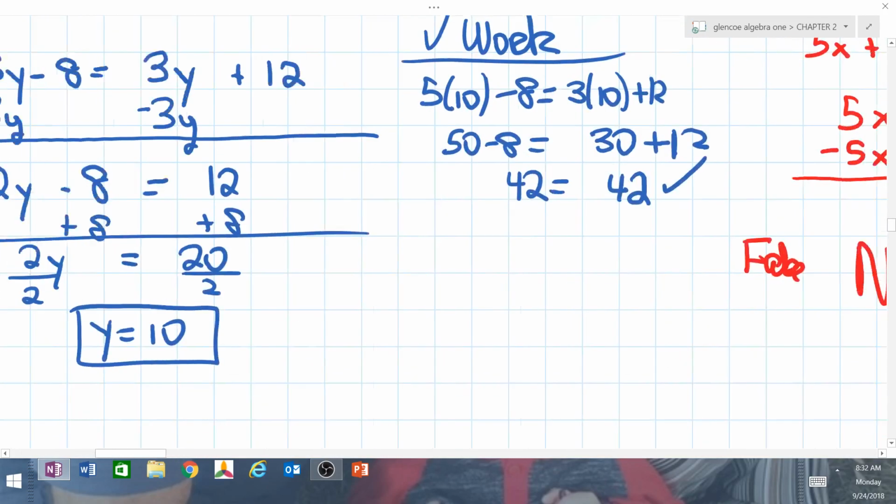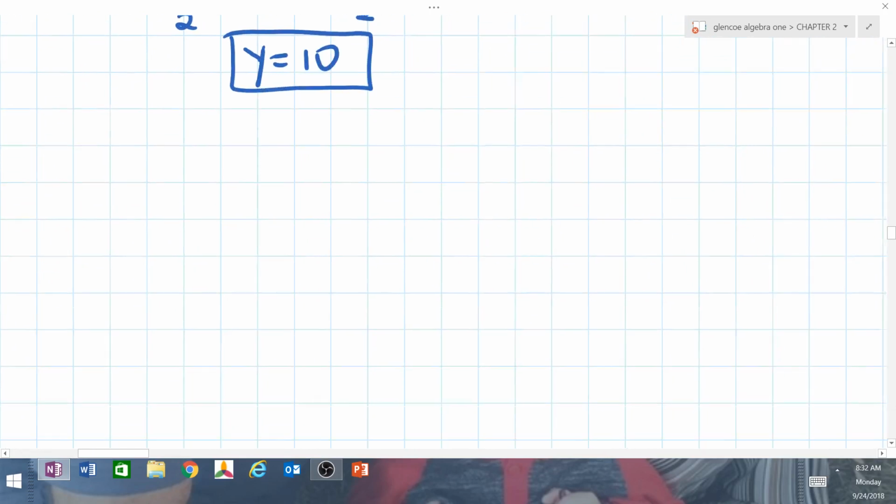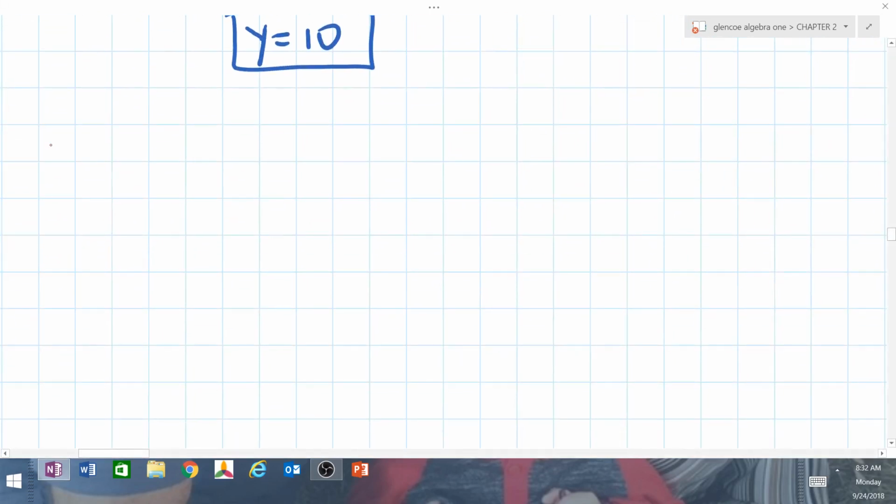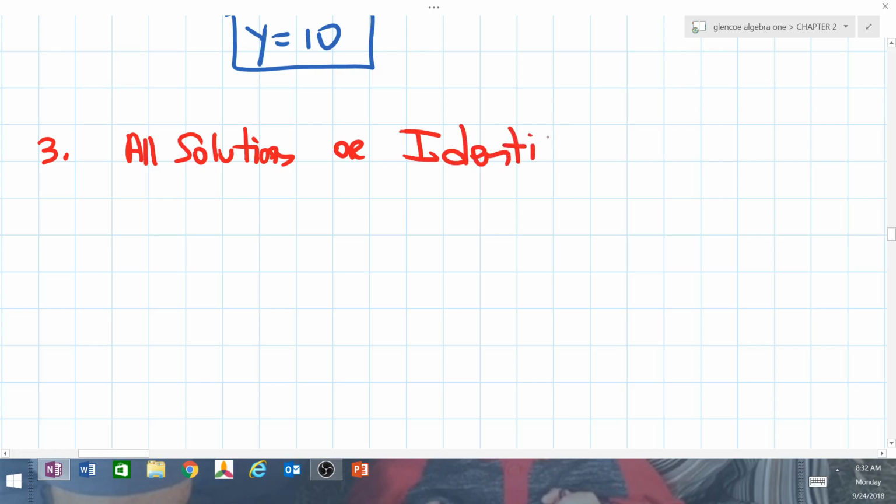Okay. And then the last example that I'd like to share with you today, before I let you guys do a couple of problems, is called all solutions, or we also refer to it as an identity. And it's called an identity because it's almost like identical twins. What you see on both sides of the equation are exactly the same.